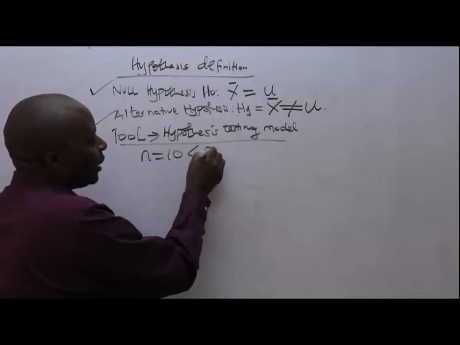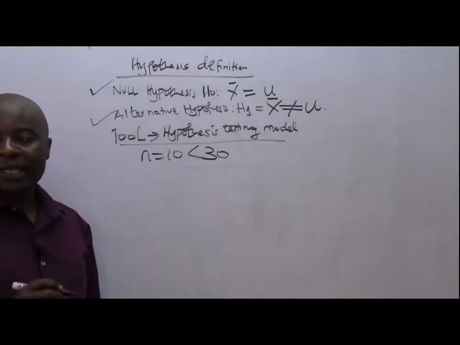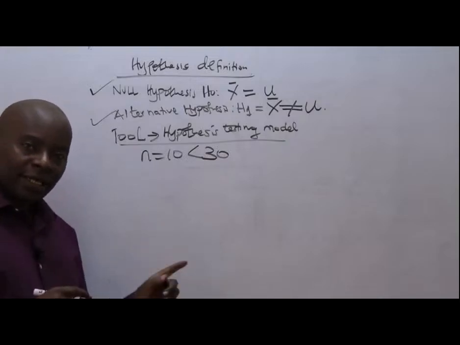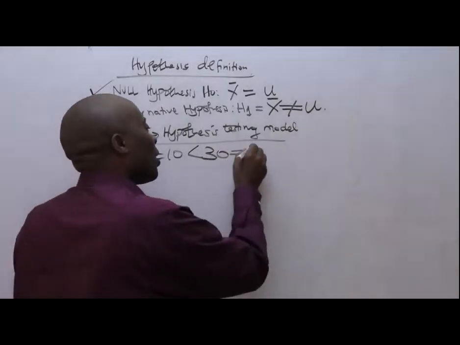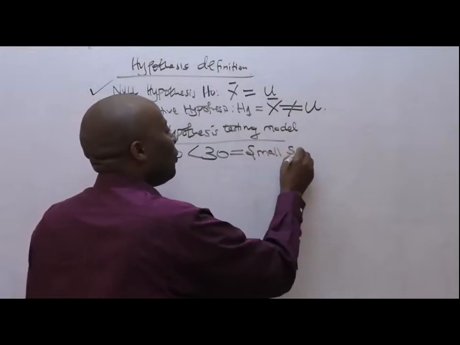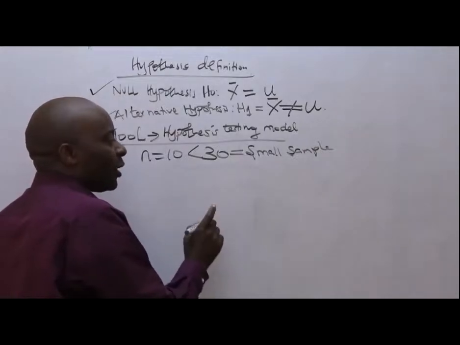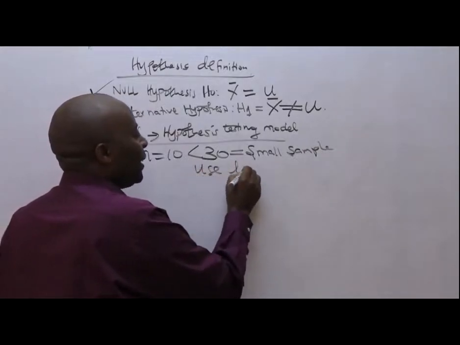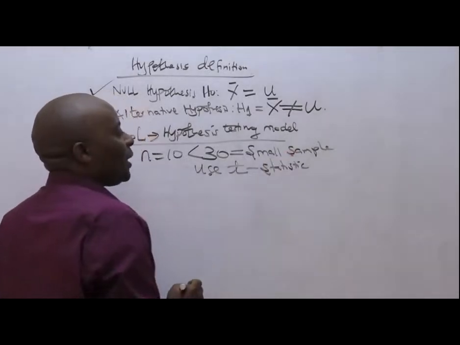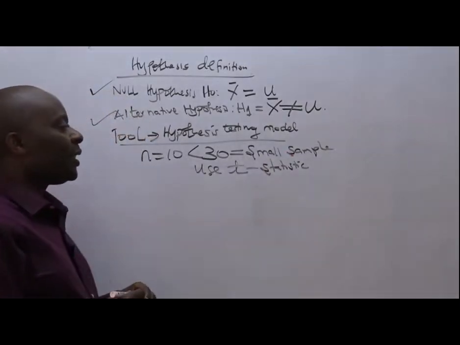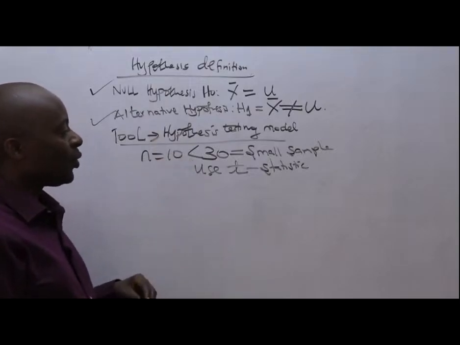Small sample because it is less than what here? It is less than 30. N is 10, N is less than 30. And if it is less than 30, then this is what we shall call a small sample. And if we are calling it a small sample, ladies and gentlemen, then we shall use the T statistic to test this hypothesis.